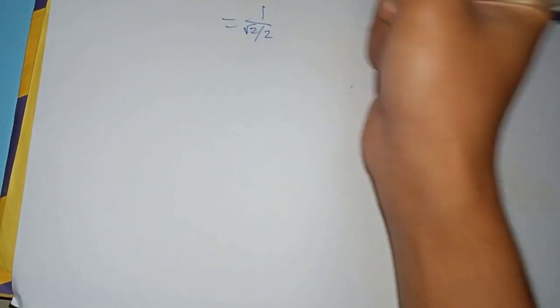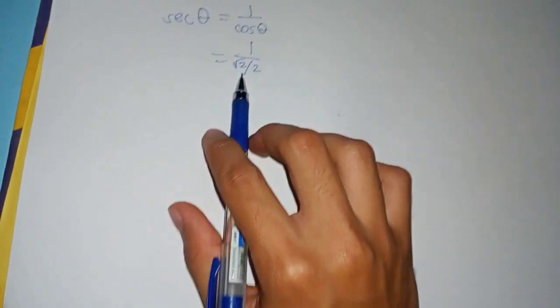So to find our secant, we need to use reciprocal identities also. Given the cosine, we are going to use reciprocal identities. So secant is equal to 1 over cos theta. So we substitute 1 over square root of 2 over 2.